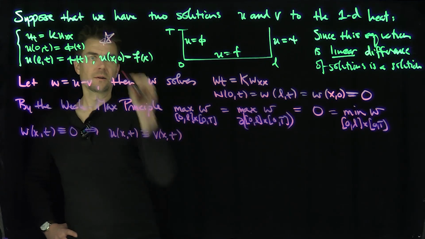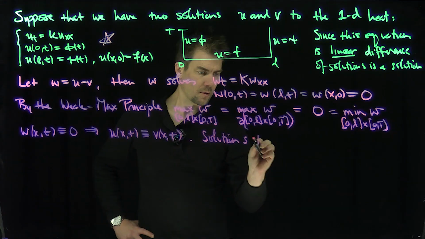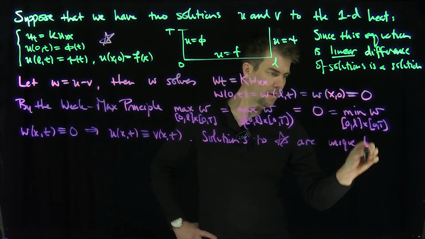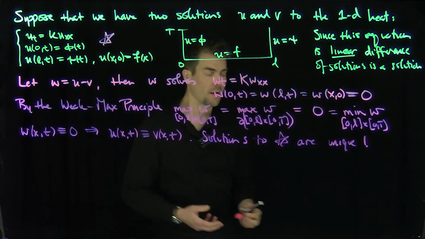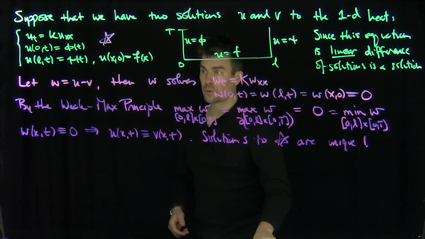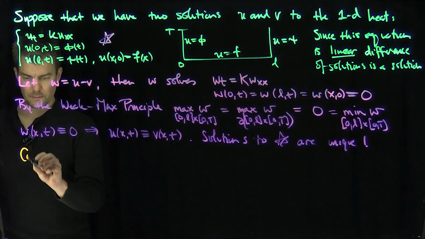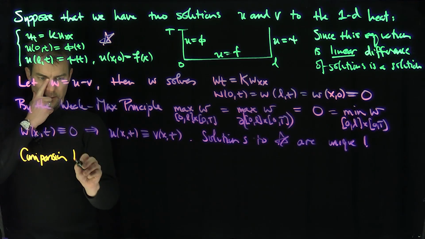So solutions to star are unique. Great. So we proved that there are unique solutions to star over here. Moreover, let's prove a comparison principle. So what's the comparison principle going to say? Comparison theorem.